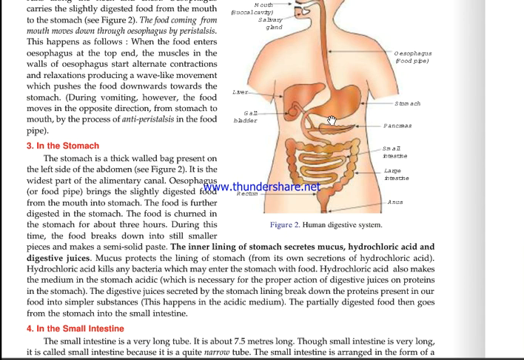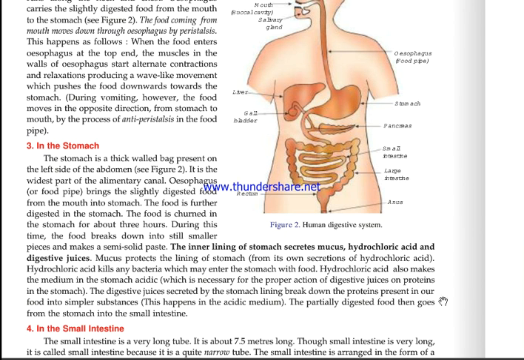Some digestive juices are also released by the inner lining of the stomach. They break down the proteins present in the food we eat into simpler substances. So, these digestive juices are also necessary, or we can say helpful, in the digestion of food.